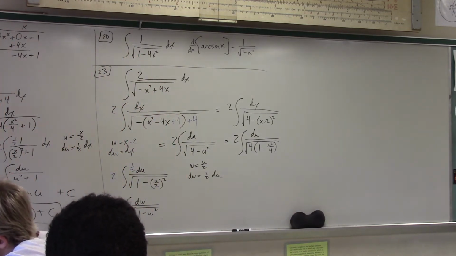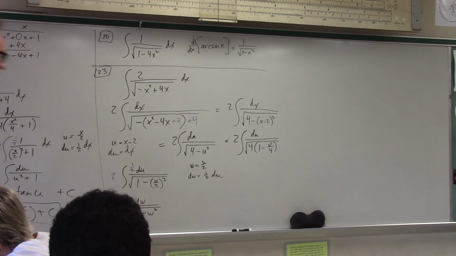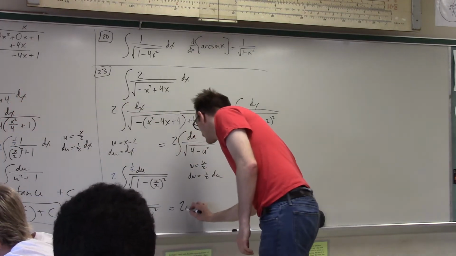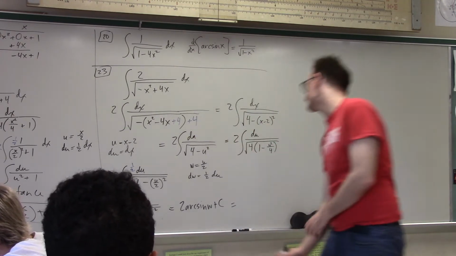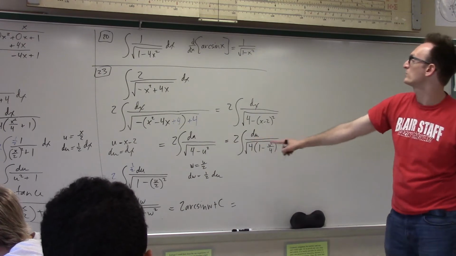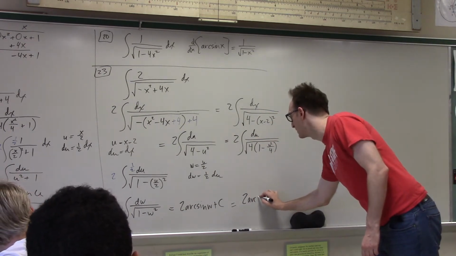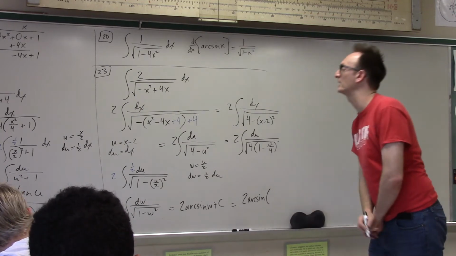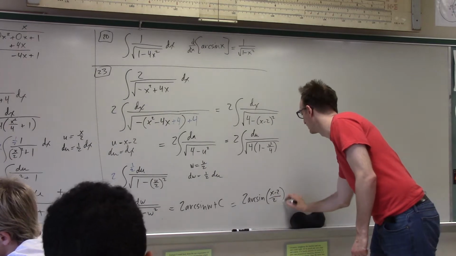And I never anti-differentiate until I get all the way down to the base formula. Some people like to do some of this in their head, but I just feel like it's too easy to make all kinds of little mistakes. Anyway, answer 2 arcsine W plus C, but really W is just U over 2 and U is just that. So the actual final answer, 2 arcsine of x minus 2 over 2 plus C.